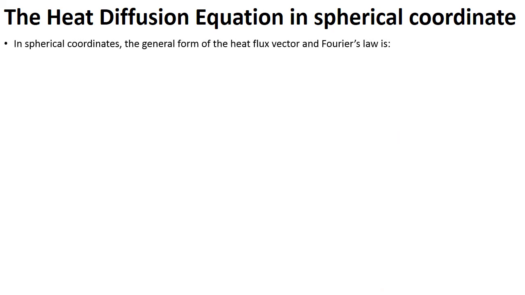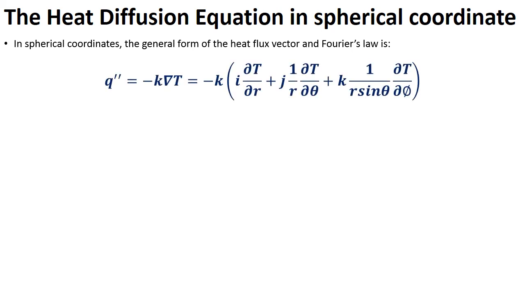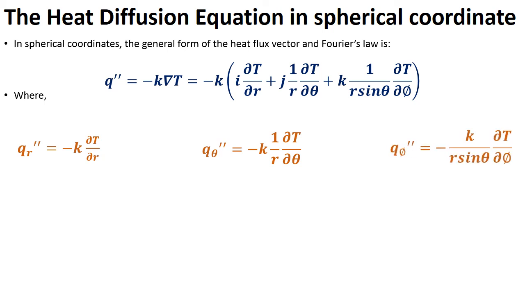In spherical coordinates, the general form of the heat flux vector in Fourier's law is q double dash equal to minus k del T, which equals minus k times i dT over dr plus j 1 over r dT over d theta plus k 1 over r sin theta dT over d phi, where heat flux in the r direction is equal to minus k dT over dr. Heat flux in the theta direction is minus k 1 over r dT over d theta, and heat flux in the phi direction is equal to minus k 1 over r sin theta dT over d phi.